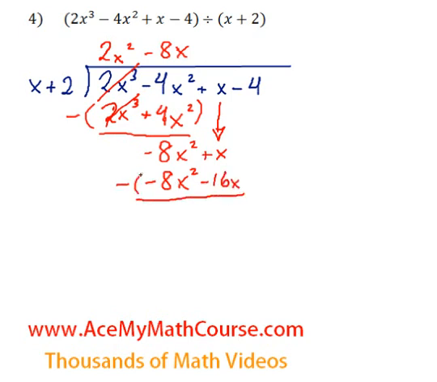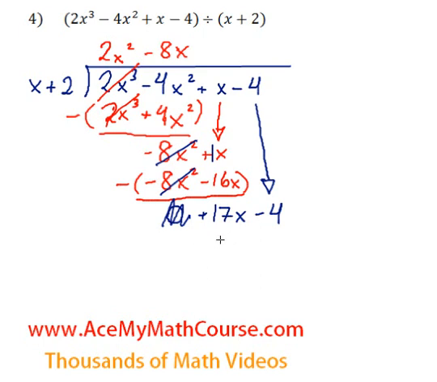At this point, we can subtract them. Negative 8x squared minus negative 8x squared, they cancel out. Because minus a negative number makes it a plus. Negative 8 plus 8 is 0. So those numbers have canceled out. Then we have x minus negative 16x, which is 17x, because 1 minus negative 16 is just 1 plus 16, which is 17. Then now we can bring down the minus 4. We can really forget about the 0.